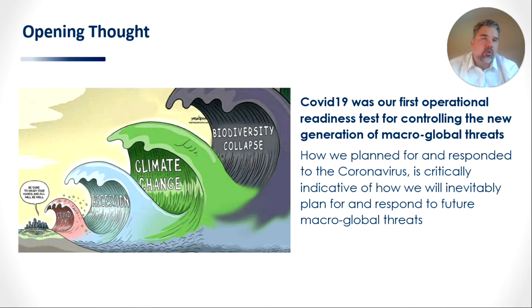Now, during 2020, we saw one of these threats escalate to the level that it was undeniable and we had no choice but to face up to it. And that, of course, was the COVID-19 phenomenon. The thing about COVID-19 was that it was our first genuine operational readiness test for controlling this new generation of macro global threats. How we planned for and responded to the coronavirus is actually critically indicative of how we will inevitably plan for and respond to future macro global threats.